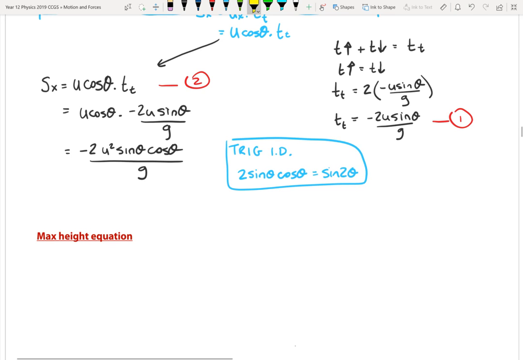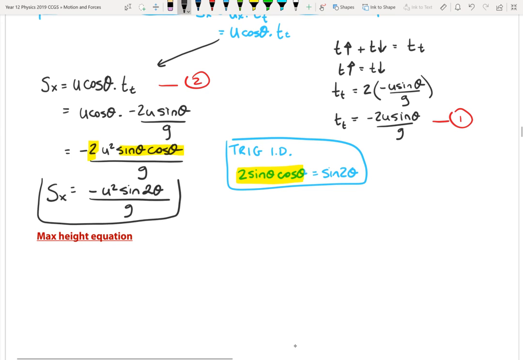And so if I was to highlight, I am highlighting it. Look, that is right there, 2 sine theta cos theta. So I'm going to replace the highlighted bit. That's negative U squared sine 2 theta over G. And this is our range equation for level ground.